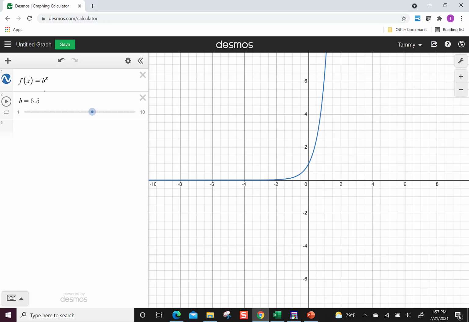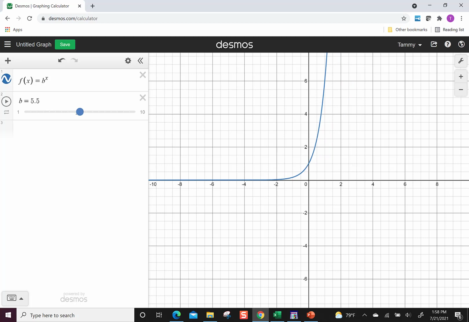So what I have here is b to the x, and I put in this slider, and this slider lets me change the value. So I'm going to lay it down flat. There's b is equal to 1, and when I push play, you'll see the values grow, and it's showing you what it's becoming. So as that base got higher and higher, it got bigger and bigger, and then as it gets smaller, you can see it lay down flat again.